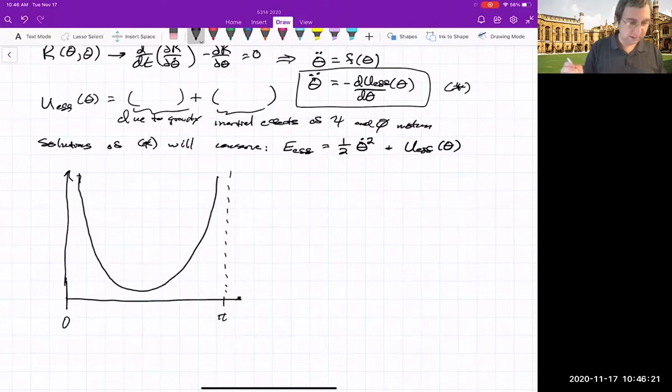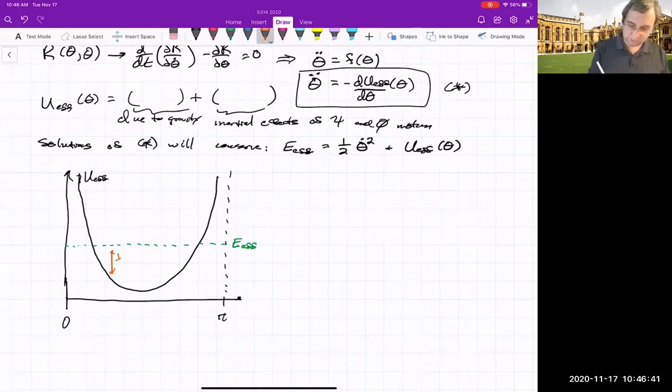Its name is U, and it looks like a U. And then depending on what your initial conditions are for theta, there'll be an effective energy that is conserved, and the distance between these two curves is 1/2 theta dot squared, which means it goes to 0 at a couple of points. We'll call these points, instead of theta min and theta max, theta 1 and theta 2.